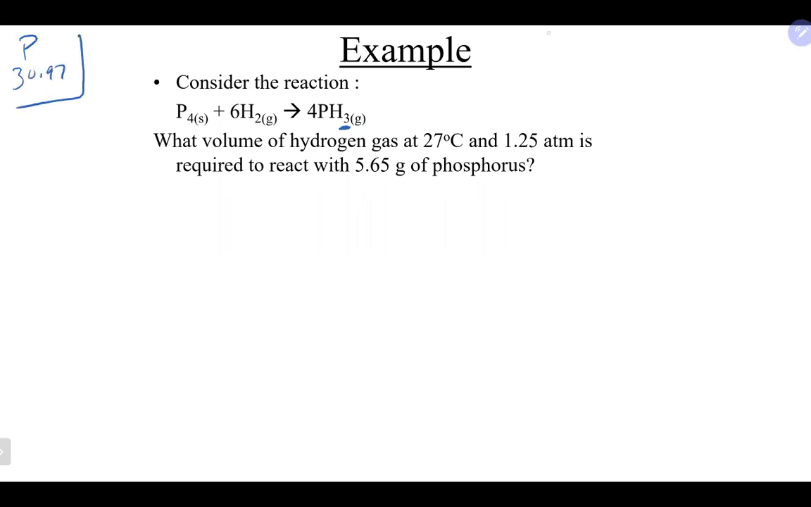So take a couple minutes, follow those 4 steps for stoichiometry. Think about where you might need to use the ideal gas law here and see what you come up with, and then we'll talk about it there.